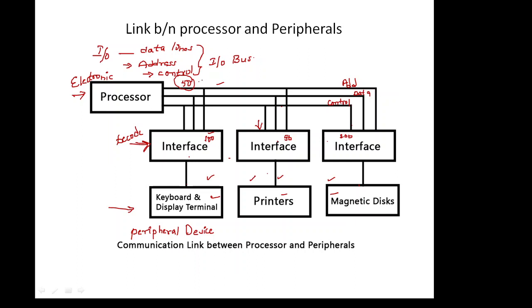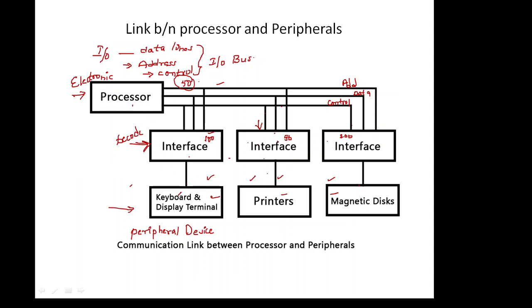So each interface attached to the IO bus, here you can see, contains an address decoder. This address decoder is going to monitor the address to which it has to connect. That is how they are interfacing the peripheral devices with the processor.